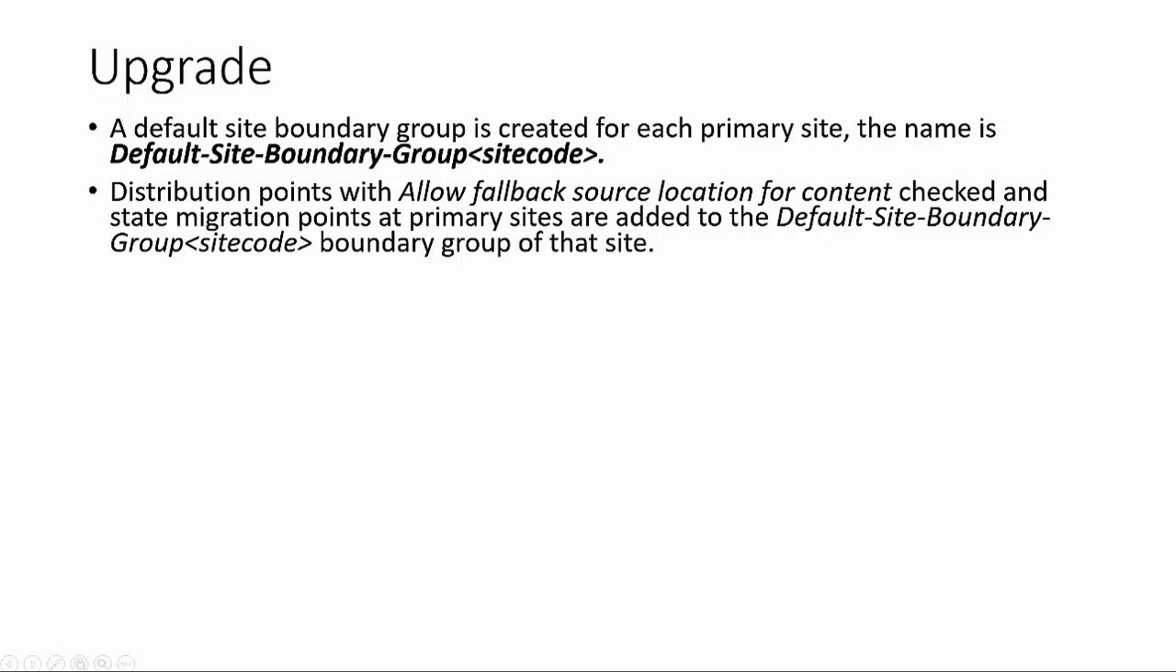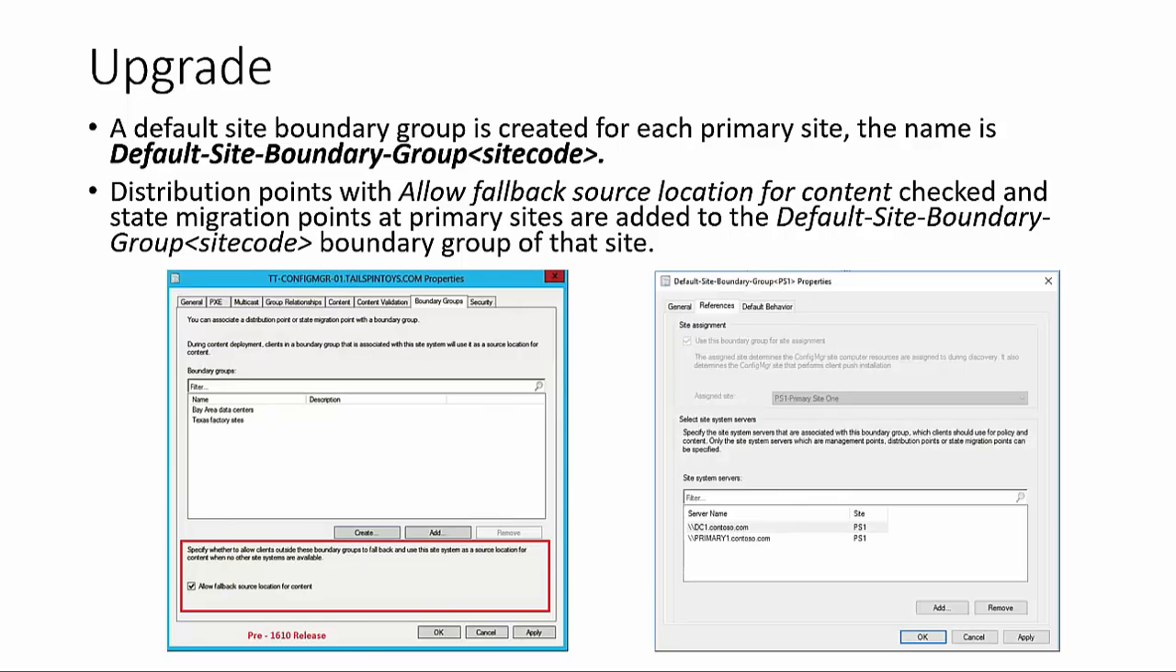Next, the distribution points with the allow fallback option checked, and the state migration points, are added to this group. Typically, all distribution points have this box checked, allow fallback for source location, unless it's explicitly removed. It remains the case in my scenario, so I have both the DPs listed in the new default site boundary group with my site code PS1. You will also notice the site assignment is checked, but it's not really a concern since it does not allow any boundaries to be added.